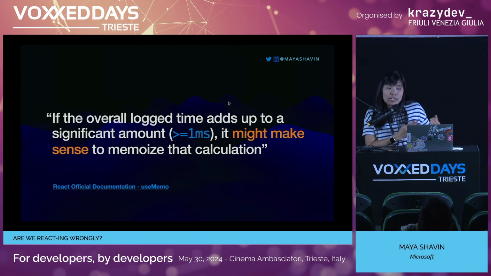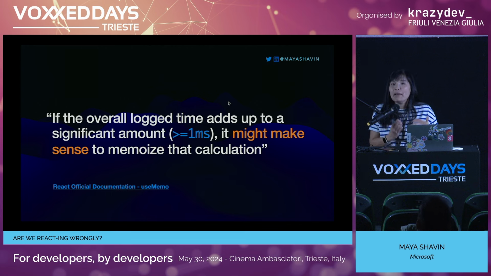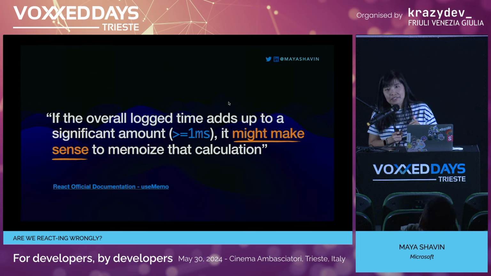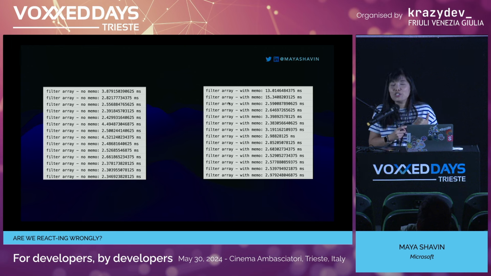So also according to the documentation, they say that if the overall log time is more than 1 millisecond, then it might make sense. Still, it doesn't mean that it's 100% makes sense to memoize that calculation. It just says that if it's more than 1 millisecond, you probably should consider memoizing that calculation.